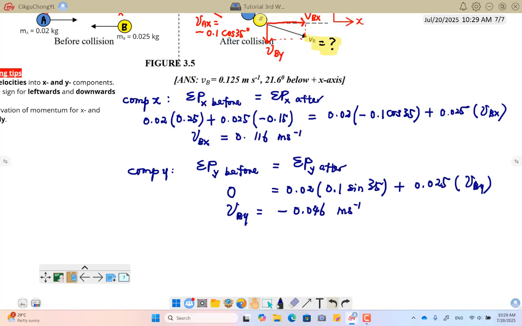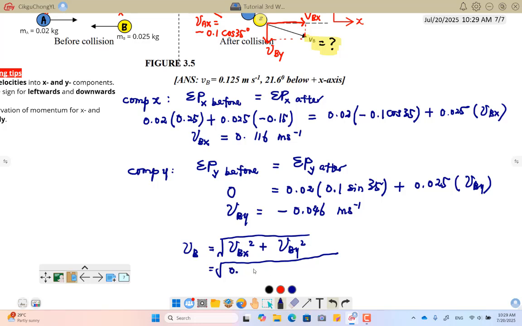Okay. So after we get the component X and component Y for the final velocity of ball B, then we can calculate VB using the Pythagorean theorem. So VB will be the square root of VBX squared plus VBY squared. So along the X component, the final velocity for ball B is 0.116 squared. Along the Y direction is negative 0.046 squared. So I'll get the velocity for ball B after collision is 0.125 meter per second.